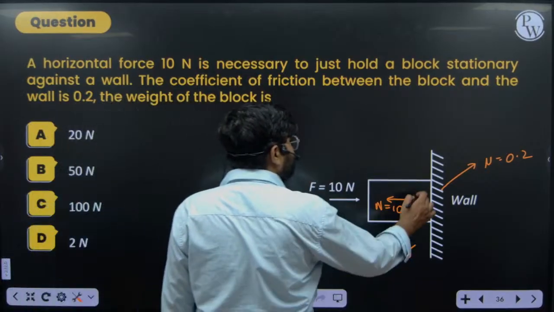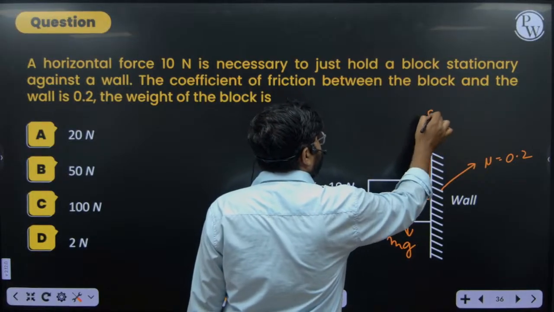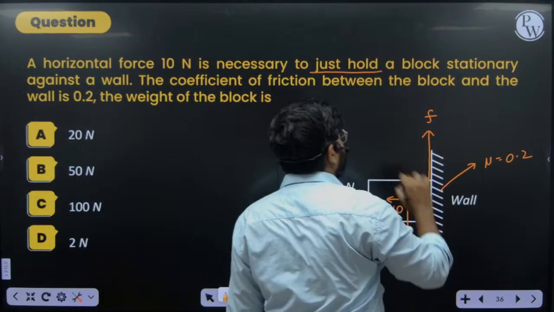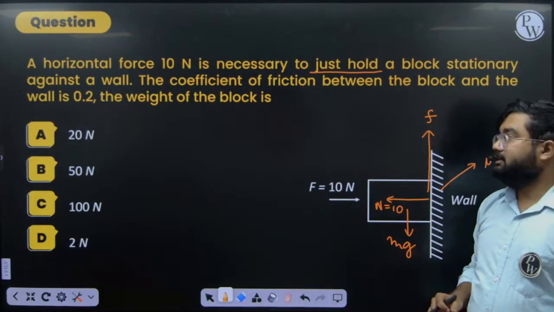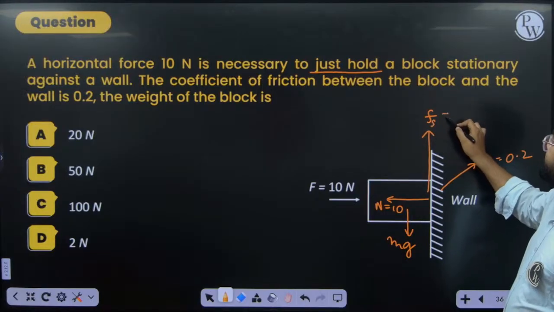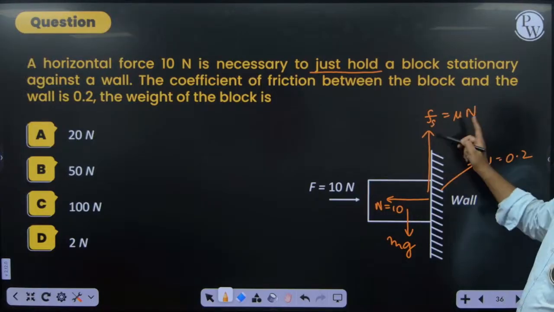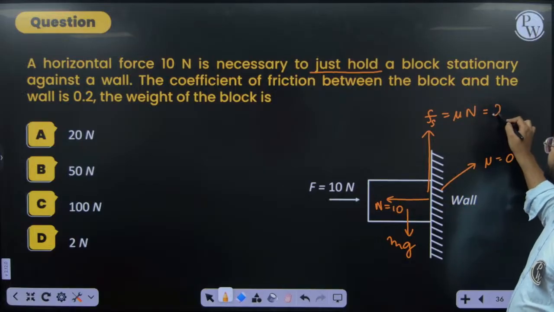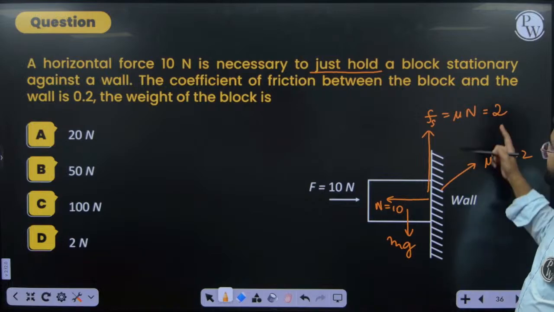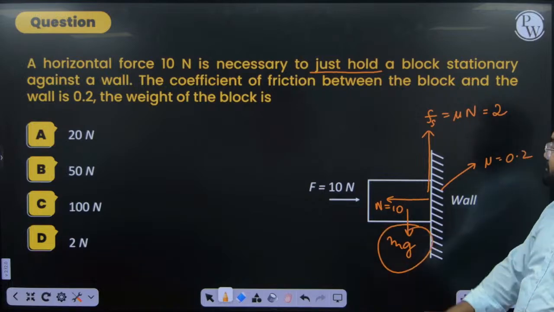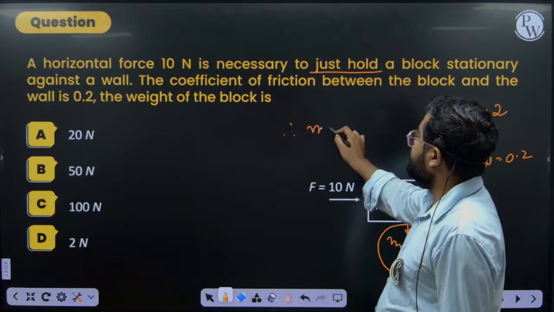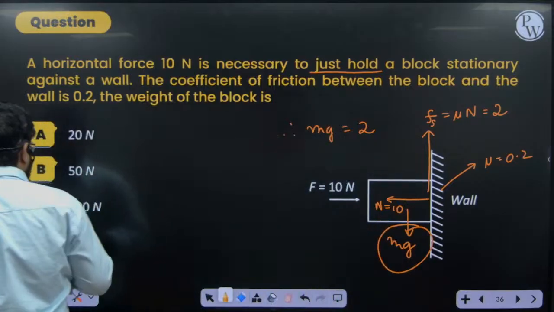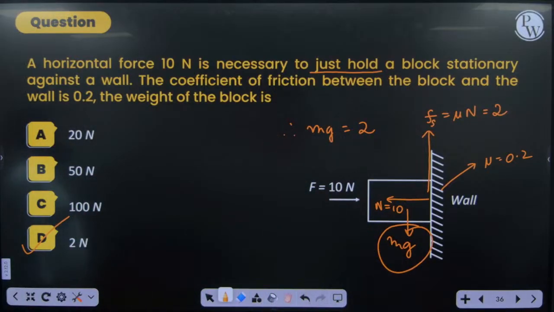And where will the friction act? The friction will try to stop it. And they have used the words just hold. That means this is a critical situation, that means static friction is at its maximum value. Mu is 0.2, normal is 10. If you put the values, you will get this as 2. If this is 2 and it is balancing mg, therefore we can say mg is also equal to 2 Newton. So the answer here is option D.